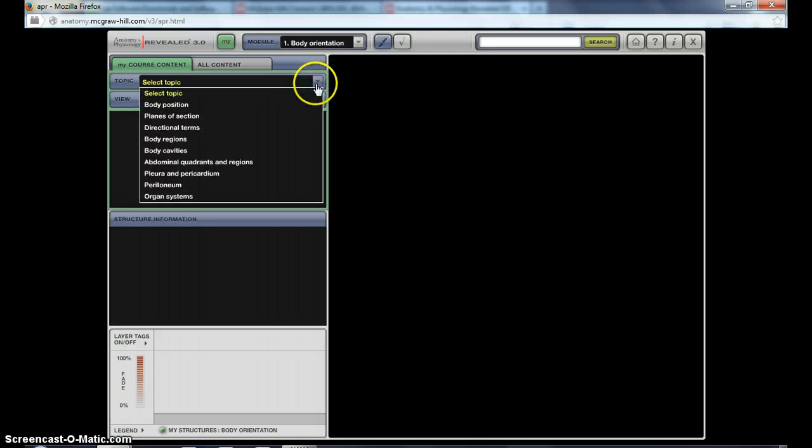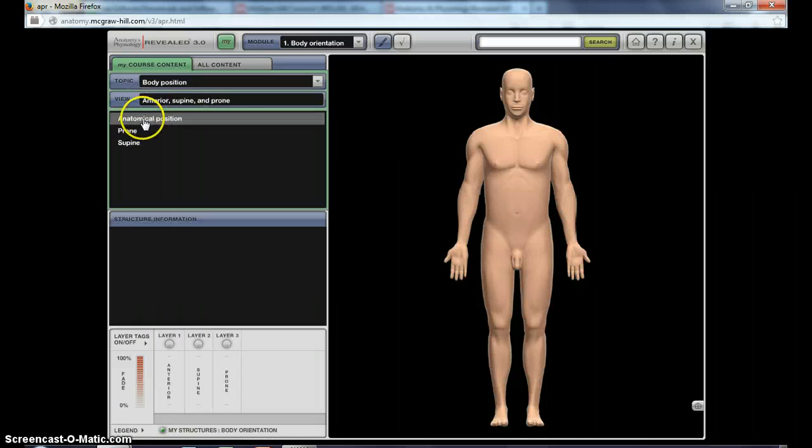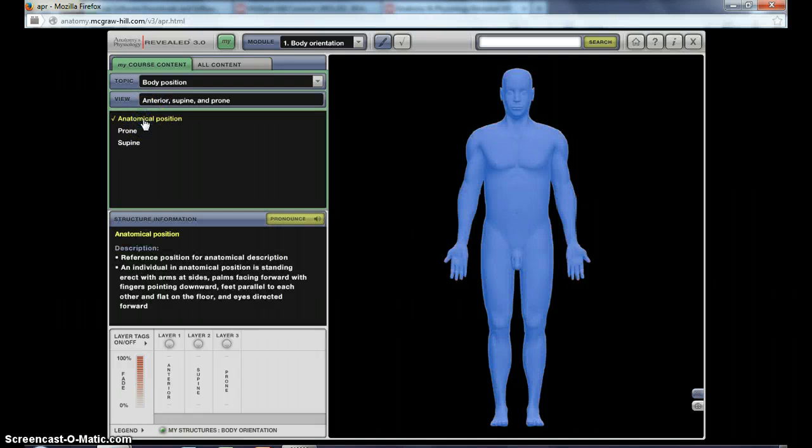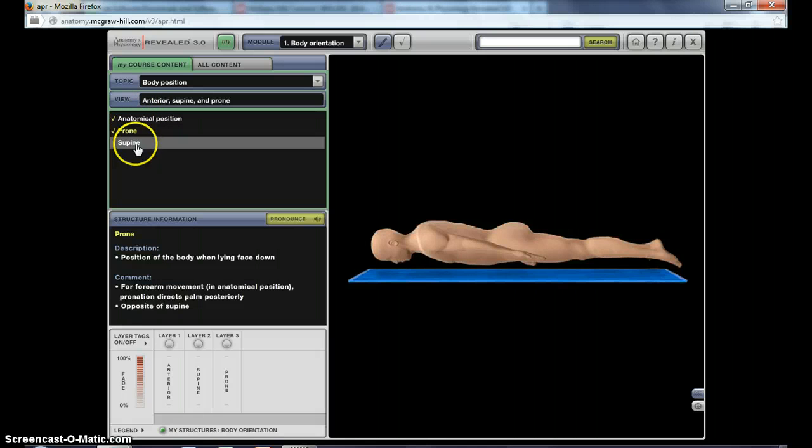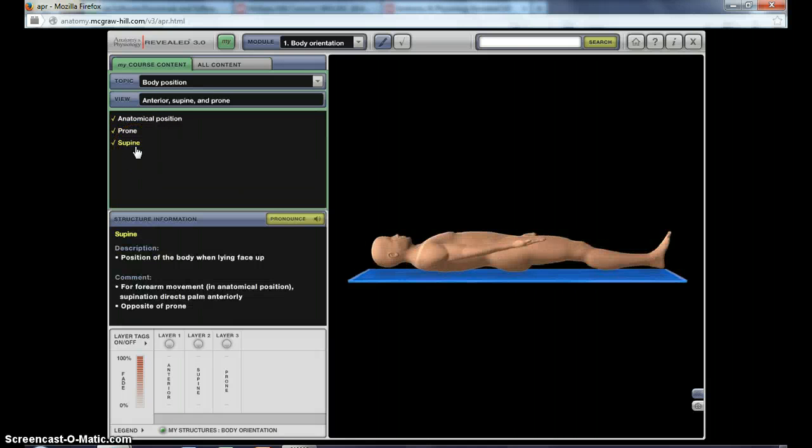So the topics that are most of interest to us in this first part are body position and planes of section. So this is body position. This is what we call anatomical position here. This is a prone position, and this is a supine position. So those are three terms that you can now hopefully understand by looking at some of these pictures.